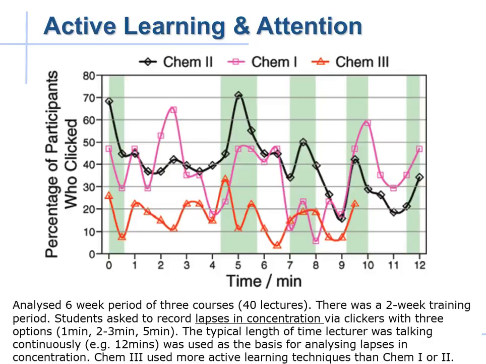So 12 minutes was the average time that the lecturer was talking, and that's why the horizontal axis there is that 12 minutes. So they split up their hour into 12-minute segments. They looked at those times when the lecturer was talking, and they looked then at the clicker responses for those times. And those are the sorts of curves.